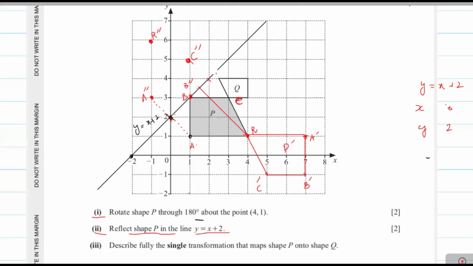We join all these points to get the reflected figure in the line y = x + 2, and this is the reflected shape of shape P in the line y = x + 2. We name it P double dash.